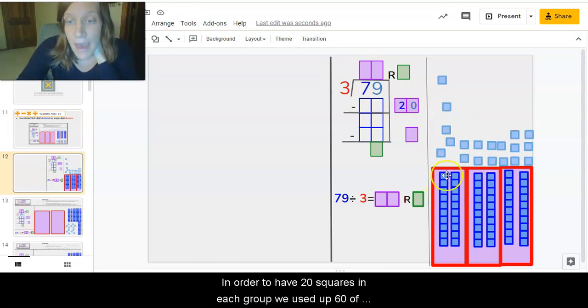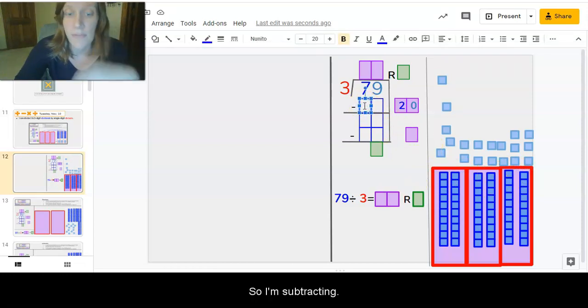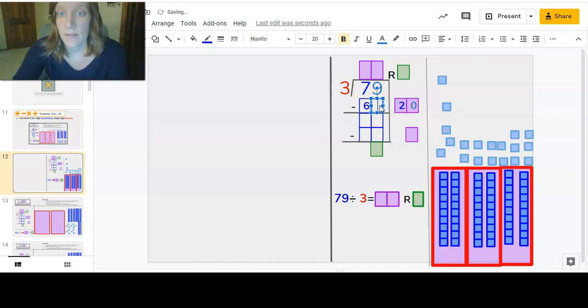In order to have 20 squares in each group, we used up 60 of our squares. 60 of our squares have been put into their groups. 3 times 20 is 60. 20, 40, 60. So I'm subtracting 60 right here.